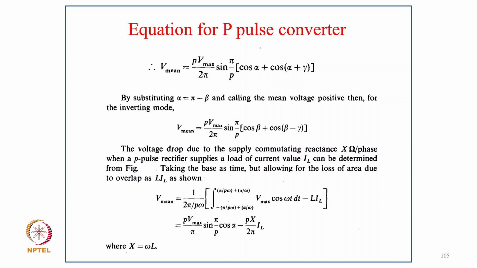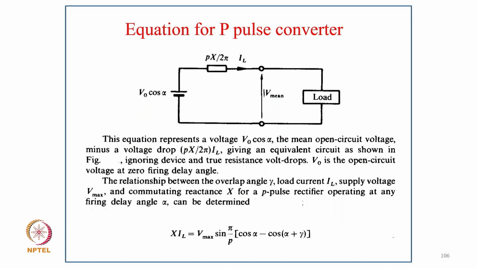With the P pulse rectifier supply, the load current IL can be determined from the figure, taking the base as time, but allowing for the loss of area due to overlap. V mean equals 1 upon 2 pi divided by P, the integral of V max cos omega t dt, minus the drop, giving P V max upon pi sin pi by P cos alpha minus P X upon 2 pi into IL, where X equals omega L.